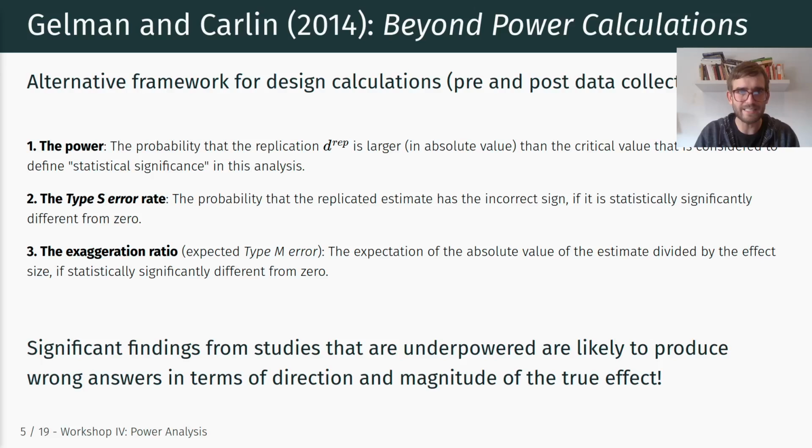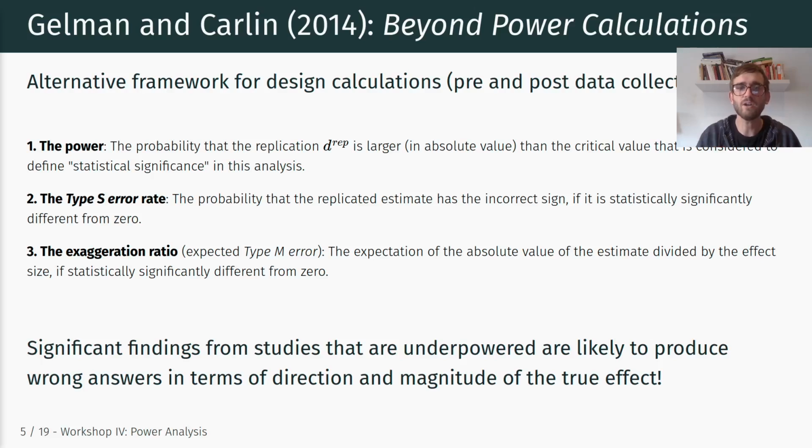That's the key misconception, because as soon as you have a low-powered study, with a small sample size, and you condition on the effect being statistically significant, then you have a high type S error rate, and in many cases a high exaggeration ratio. So in many cases, you produce the wrong answer in terms of the sign of the effect, and you are very likely to exaggerate the magnitude of the true effect. And that's the key point.